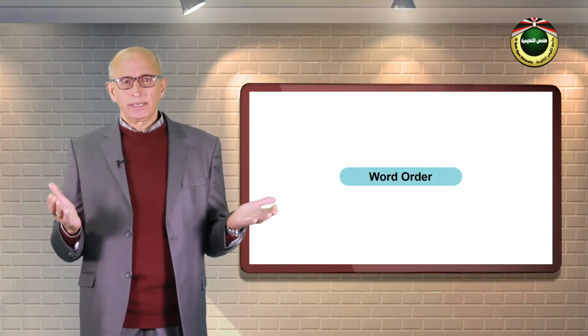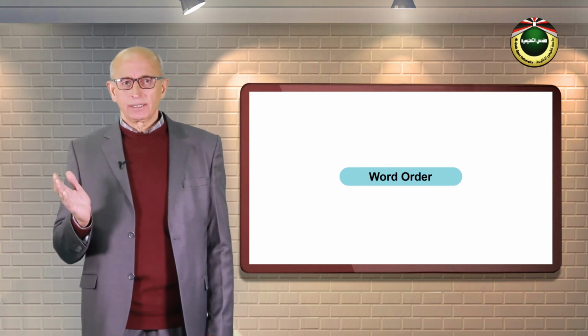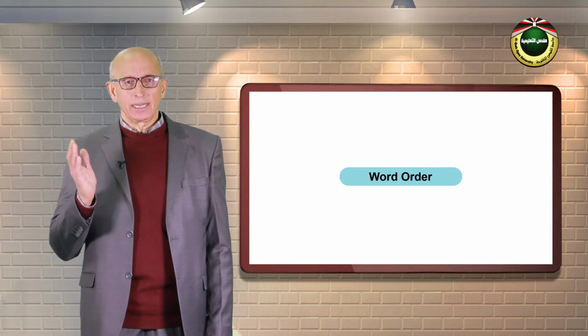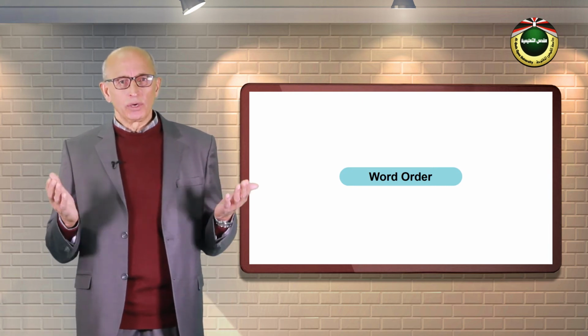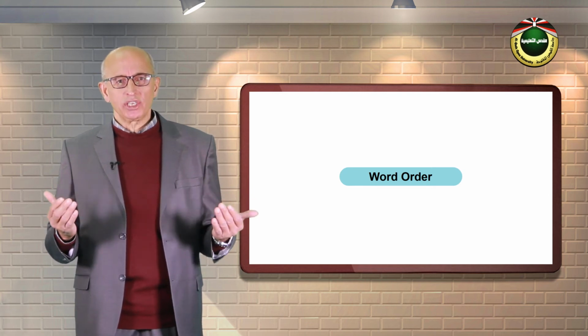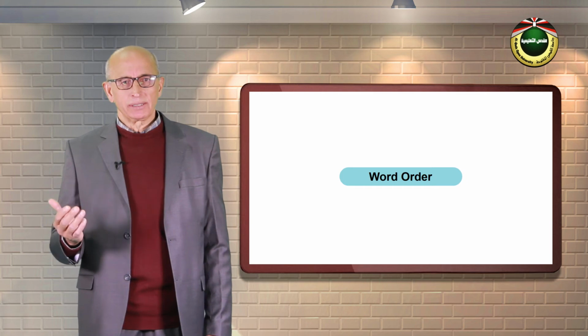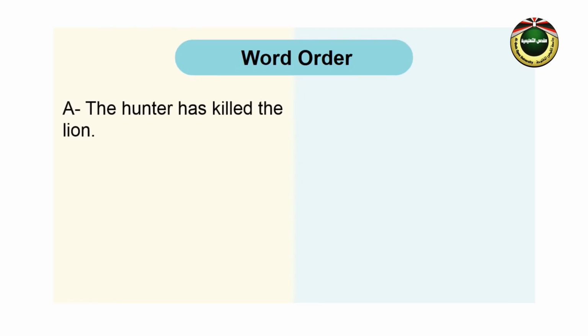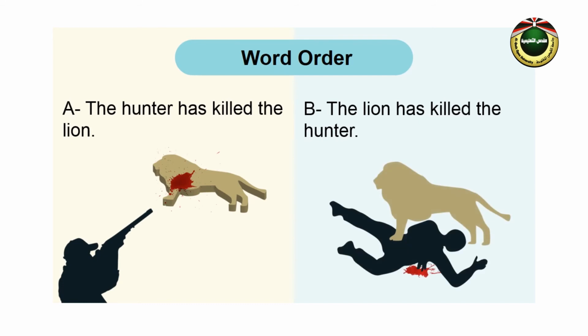The final criterion is word order. Unlike the Arabic sentence, the English sentence has a relatively strict word order. Any change in the word order may have a change in the meaning of the sentence. Look at the two following examples. A, the hunter has killed the lion. B, the lion has killed the hunter. As can be seen, the change in the word order of the above-mentioned sentences carries a radical change in meaning.